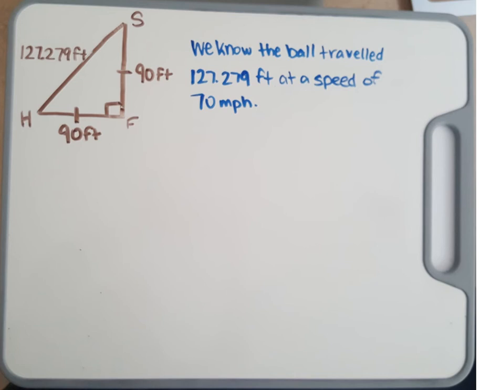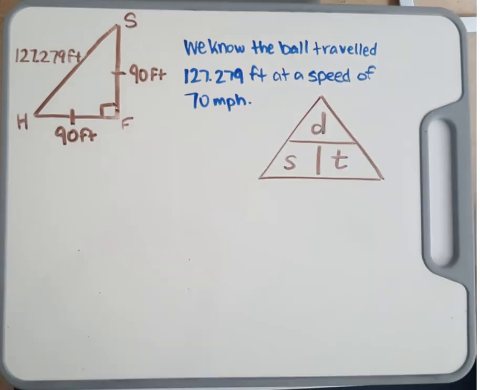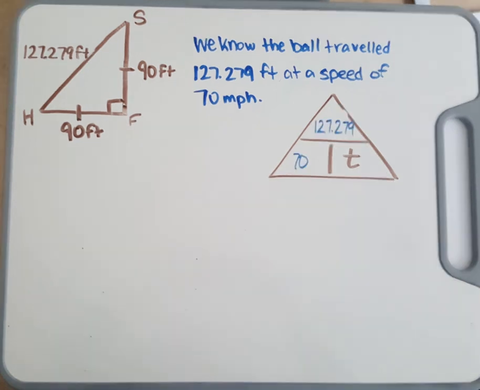Because we had a distance and a speed, I remembered the DST triangle from science class. In this triangle, I filled in the known information, which was the distance as 127.279 and the speed as 70 miles per hour. That left us one unknown, and that unknown is time. This triangle diagram translates very well into an equation.